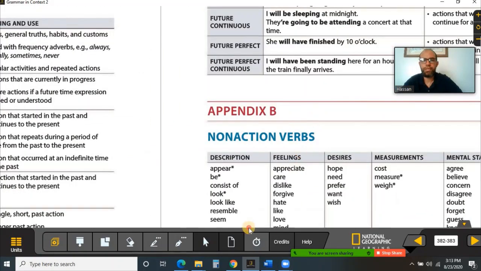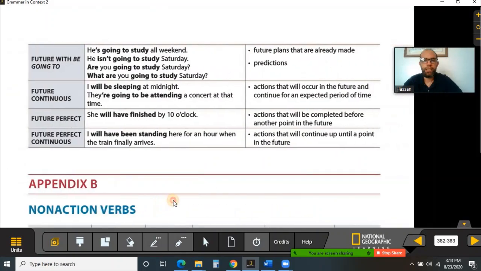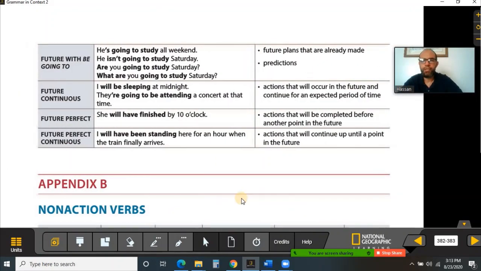Now, let's continue with the future with be going to. The difference between be going to and will is that when we have a plan or something that we are going to do in the future for sure, we use be going to. I am going to travel next week. I have a plan, so I use be going to. When there is no plan, use will. Okay? So future plans that are already made and predictions.